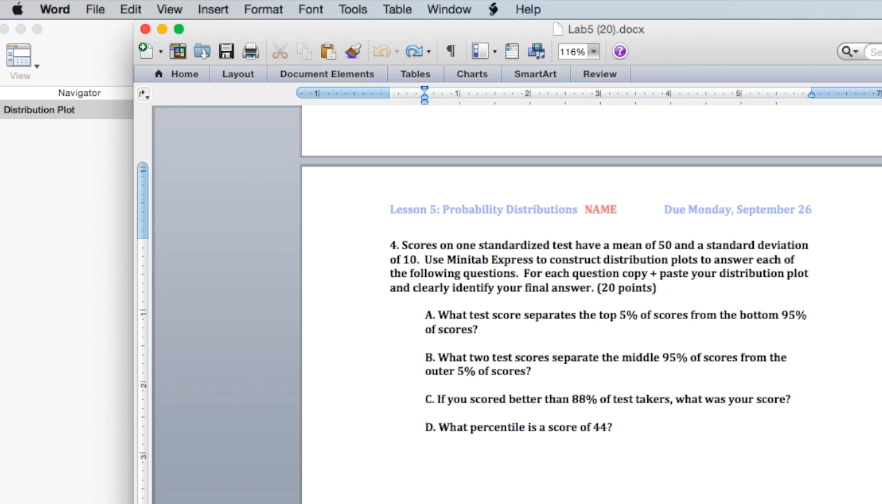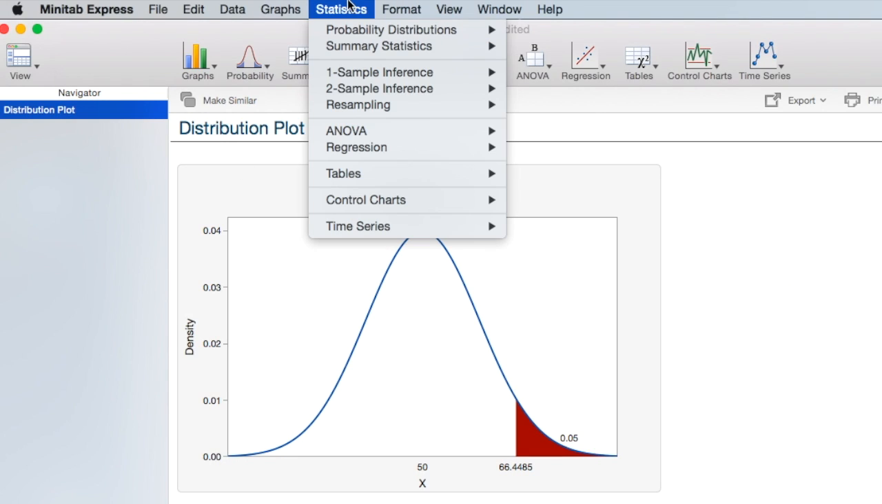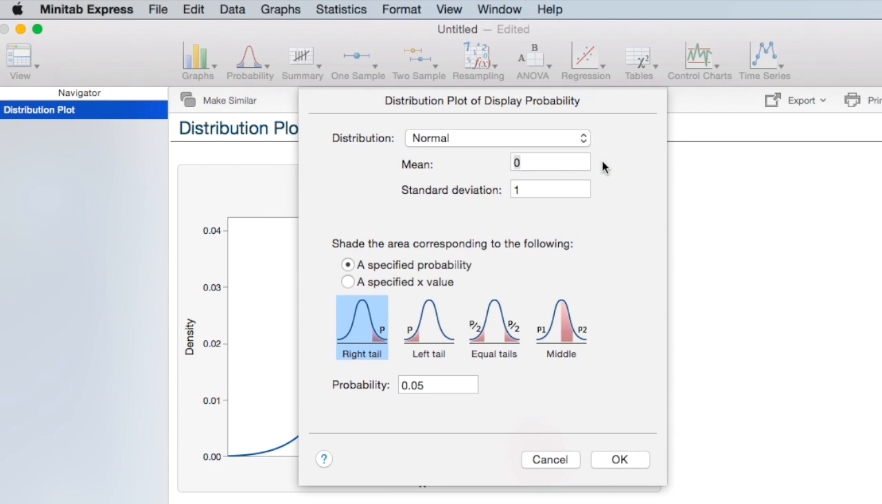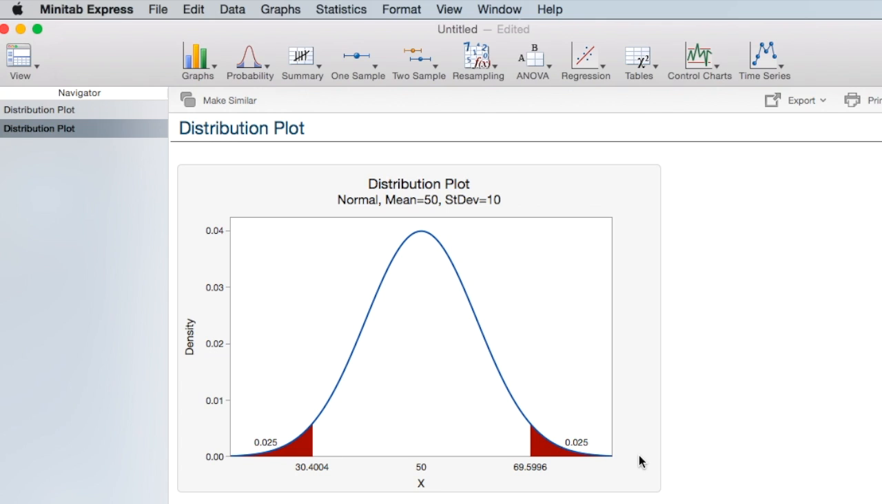For question B, what two test scores separate the middle 95% of scores from the outer 5% of scores? So again, we'll construct a probability distribution plot. Again, there's two different ways you can do this. I'm going to say that we have 5% split equally between the two tails. You could also use the middle option and put 2.5% on each side. Either way, you'll end up with the same distribution plot.